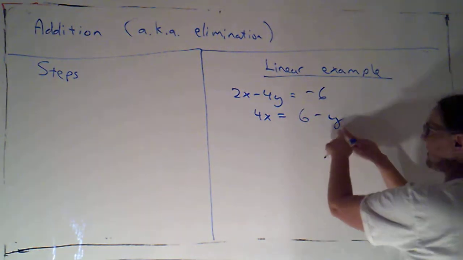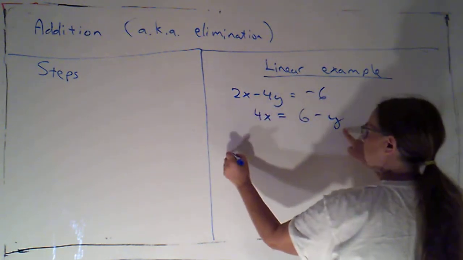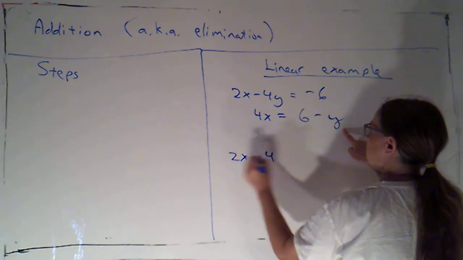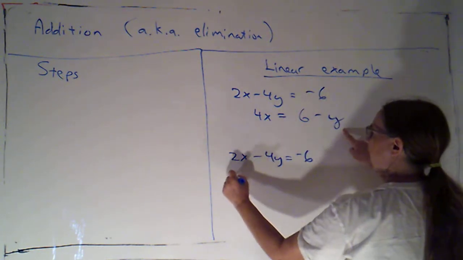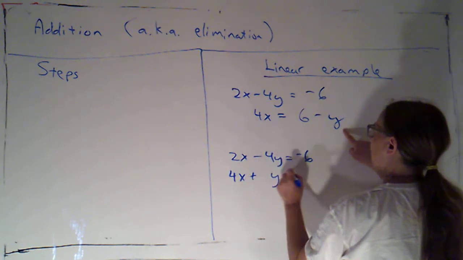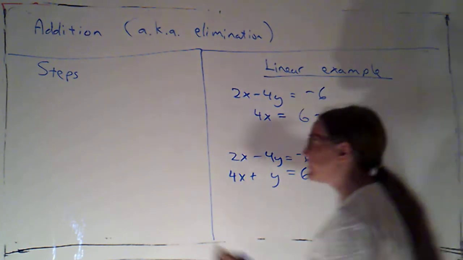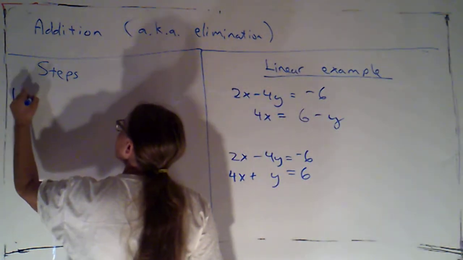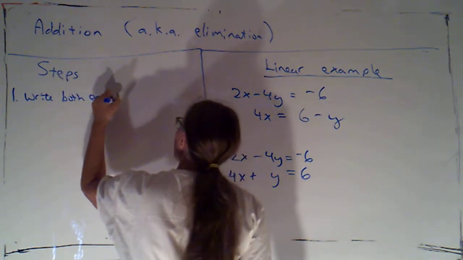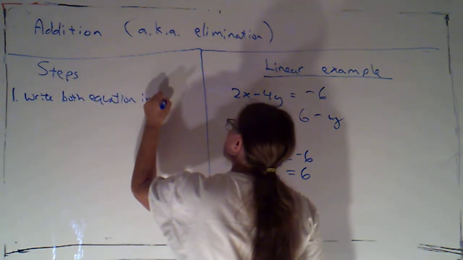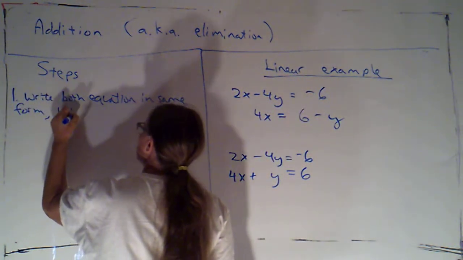And I think the easiest way to do that is just to add this y over. So I'm going to keep that first equation just exactly as it is. 2x minus 4y equals negative 6. I'm going to add over that y to say 4x plus y equals positive 6. Okay, so the first step is to write both equations in the same form, lining up like terms.